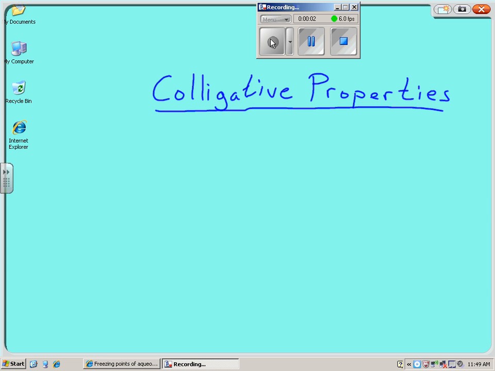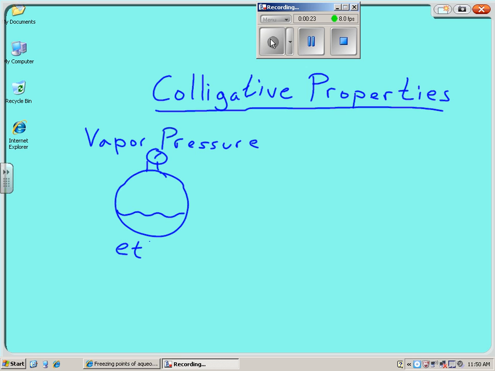Colligative properties are those characteristics of matter which are affected by a solute being dissolved into the solution. One of them is called the vapor pressure. As it sounds, you have a container with a pressure gauge on it, and in here you have some liquid. Let's say this is ethanol, C2H5OH. It has the OH ending, so that means it can have hydrogen bonds.